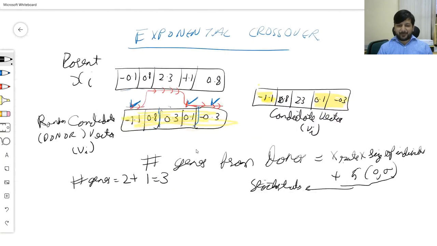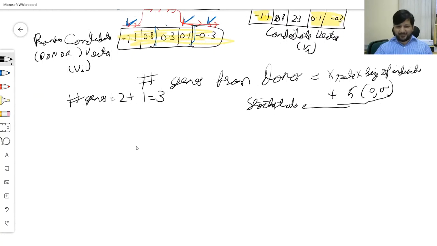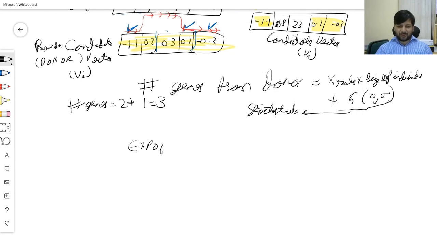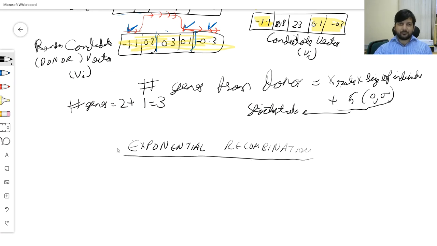So, again, let me write it in the form of an equation. Rather, let me write it in the form of a code. So, I say exponential recombination. The inputs: the parent is the input and the donor vector already formed is the input. So I say UI is nothing but all the genes taken from the parent. Now I'll start copying the one from the donor vector. So I take a random starting point. This is my starting point. Starting gene.